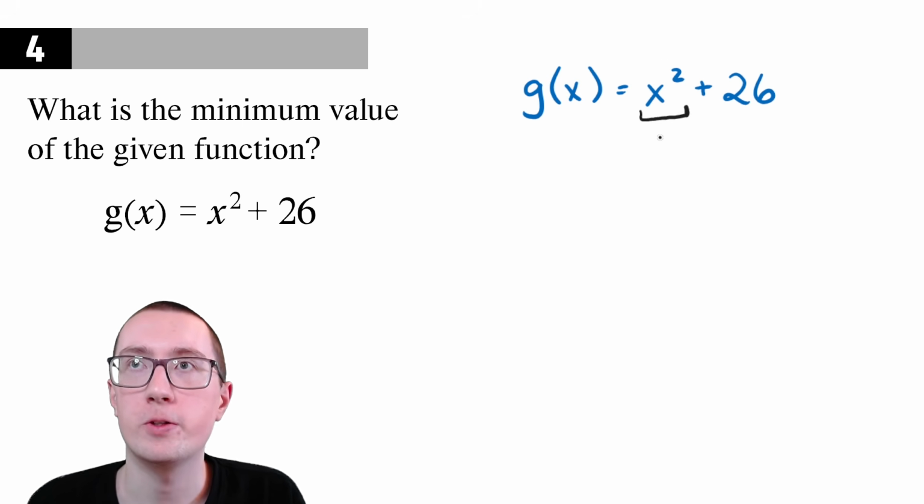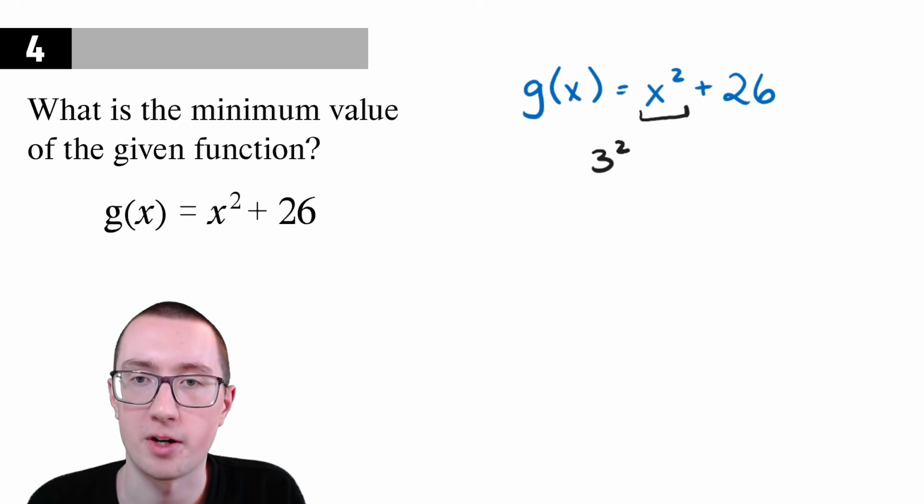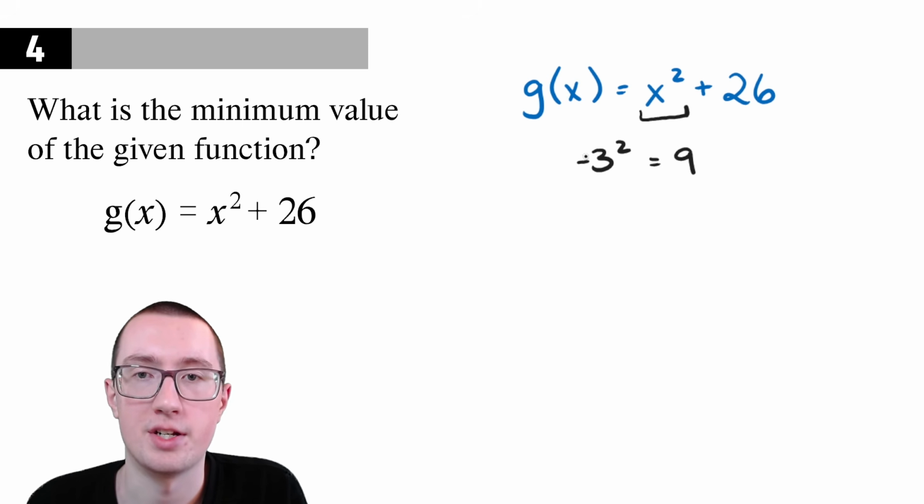Well, remember that whenever you square a number, it's going to become positive. Because like, let's say, for example, you did 3 squared. 3 squared is 3 times 3, which is 9. But if you did negative 3 squared, negative 3 times negative 3 is still positive 9.